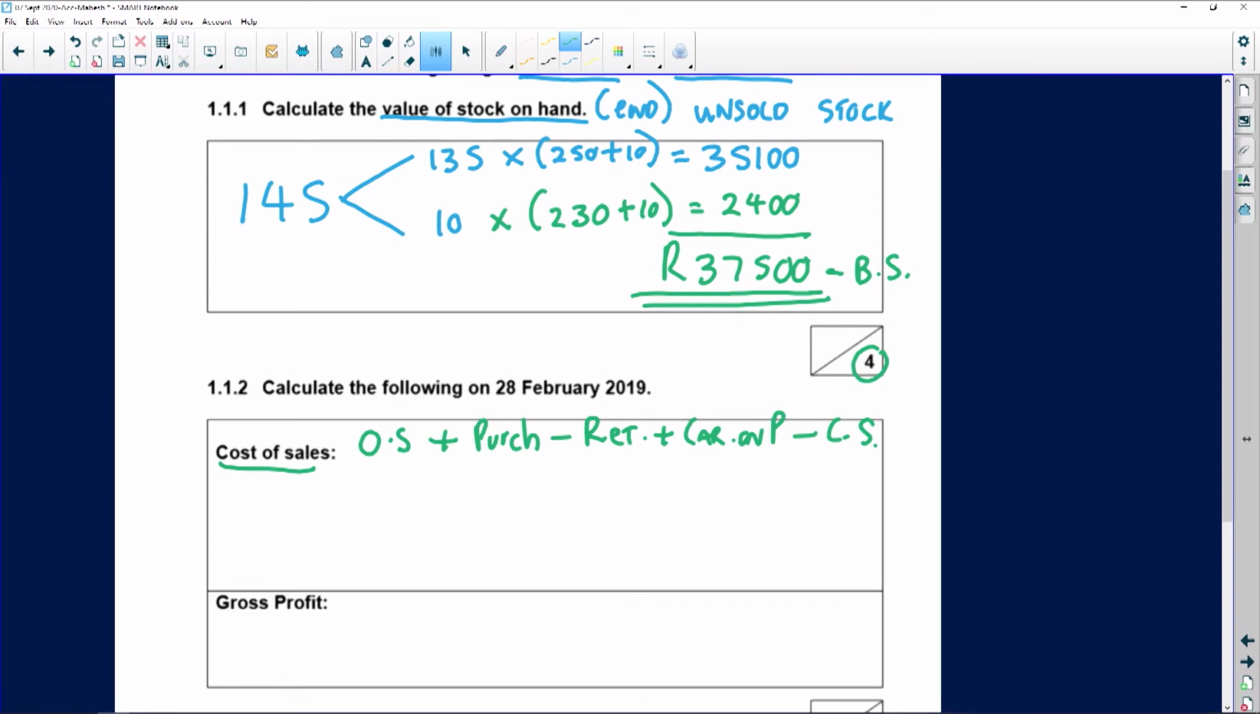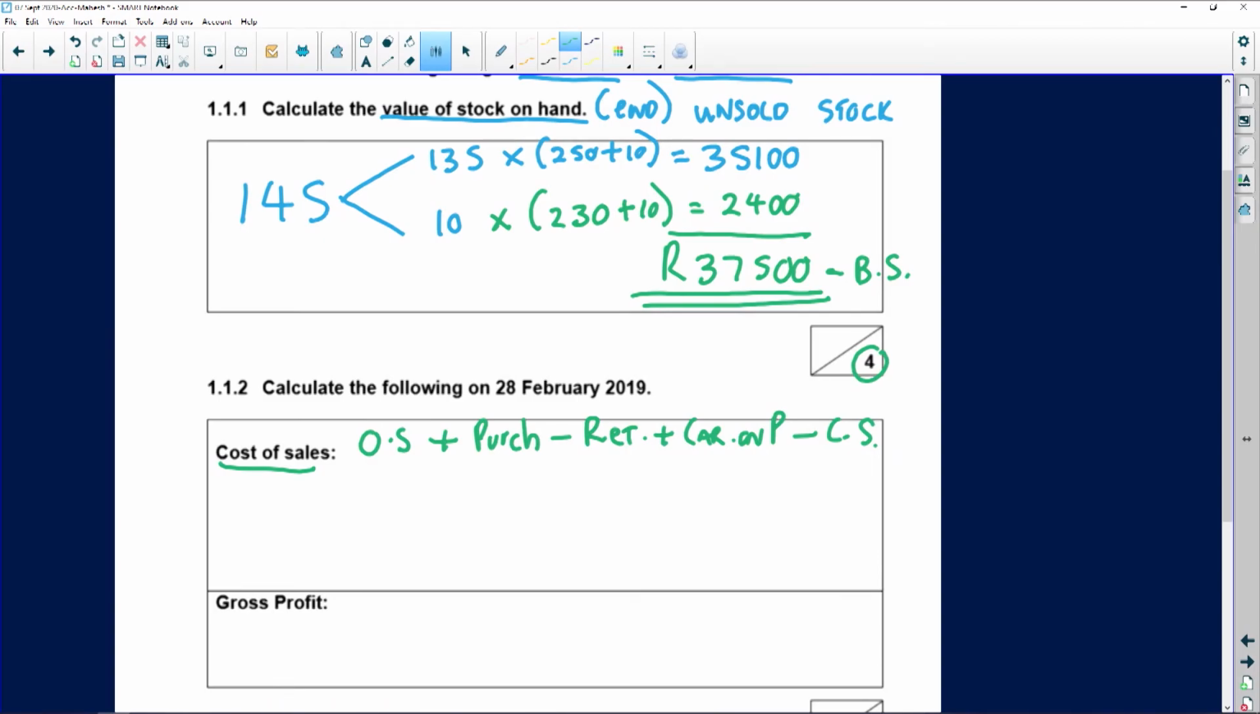So let's go through it one more time. Opening stock, my value of stock at the beginning of the year, plus purchases, what I bought during the year, minus any returns, plus carriage on purchases, minus closing stock, and that will give you the value of your cost of sales. Remember, cost of sales, stock that ended up being sold. Okay, so let's now just substitute the figures into this formula.